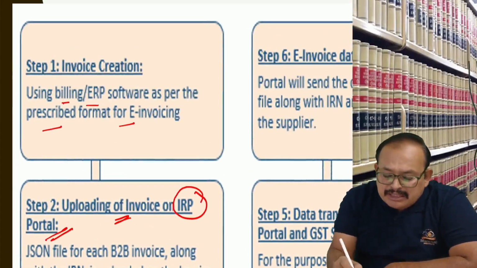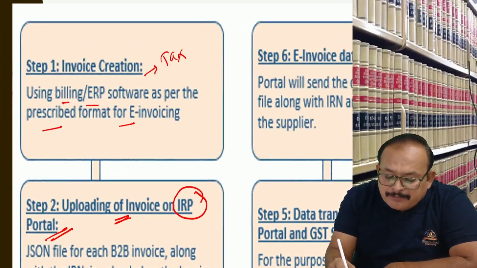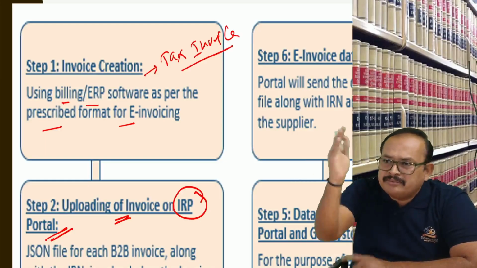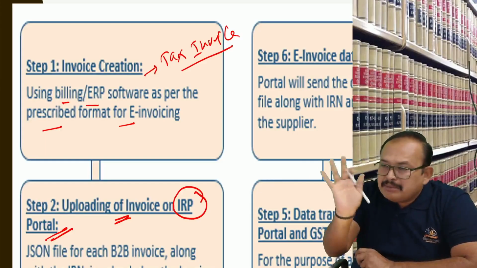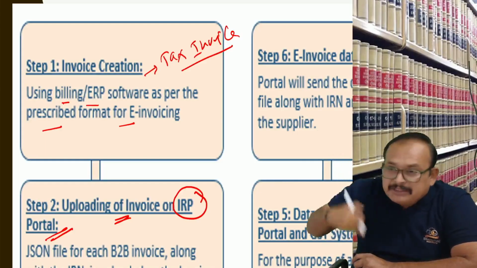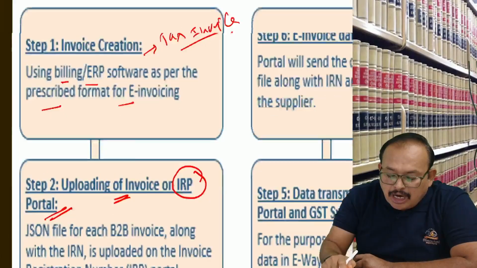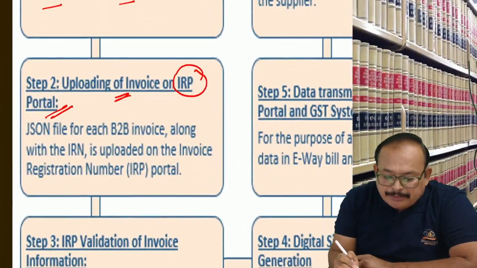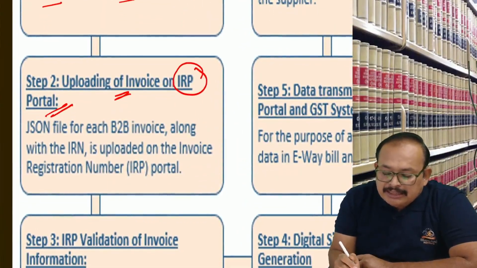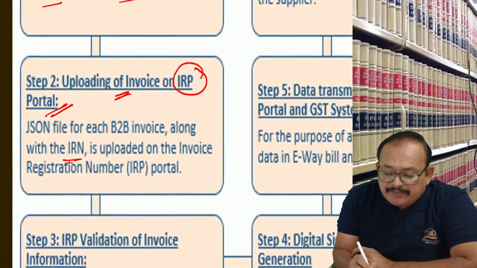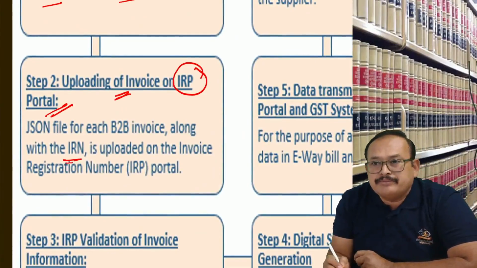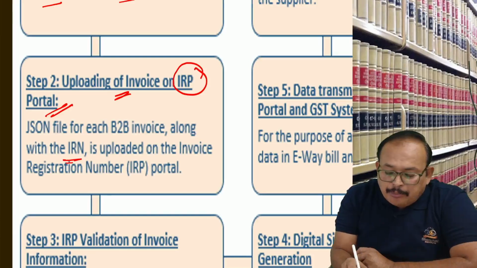This is an invoice which is called a tax invoice. The tax invoice you generated is a soft copy, but it is not an e-invoice. That is further processed by uploading into the IRP, for the purpose of getting the invoice reference number. Uploading of the invoice on the IRP portal is done with a JSON format file.